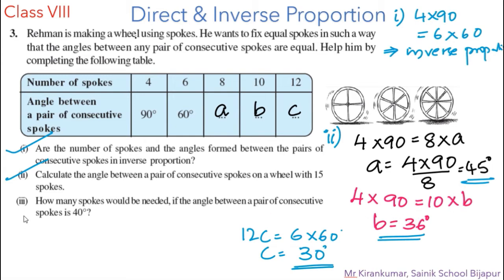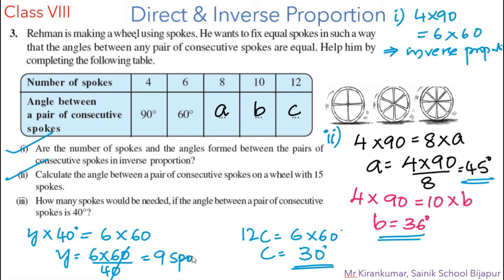Now the third one: how many spokes would be needed if the angle between a pair of consecutive spokes is 40 degrees? Suppose y is the number of spokes, then y times 40 can be equated to 6 times 60. So y is 6 times 60 divided by 40. The 0 gets cancelled. We get 9 spokes. So the answer for the third one is also found. It's 9 spokes.